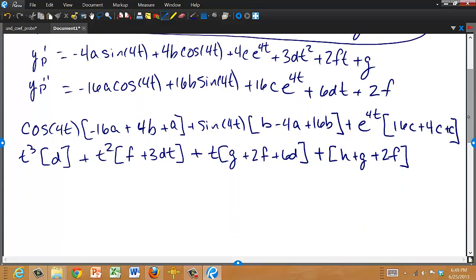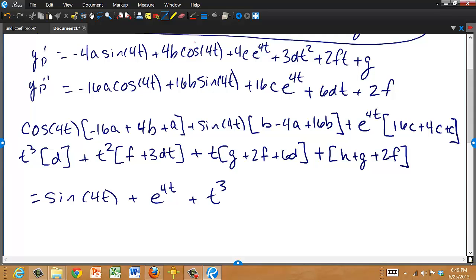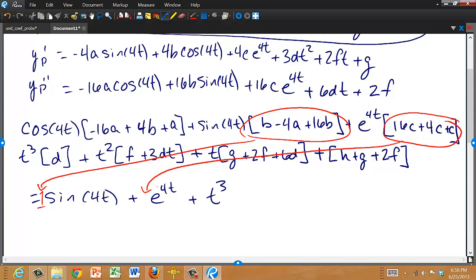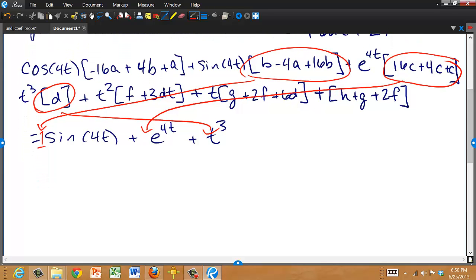And now what would I like that to be equal to? I'd like that to be equal to sine 4t plus e to the 4t plus t cubed. And once again, we can just equate coefficients here. The sine 4t term, I would like its coefficient to be 1. The e to the 4t term, its coefficient needs to be 1. The t cubed term, the coefficient needs to be 1. And all the other coefficients need to be 0. So we can rewrite this as a system of equations.